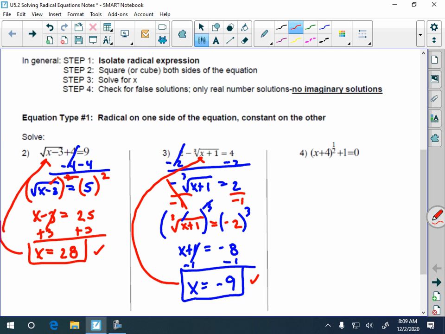All right, number 4. All right, x plus 4 to the half. Remember a half, that means the same as square root. So I'm just going to change it. It looks a little easier. So subtract the 1 over. All right, then I'll square both sides because it's a square root problem.